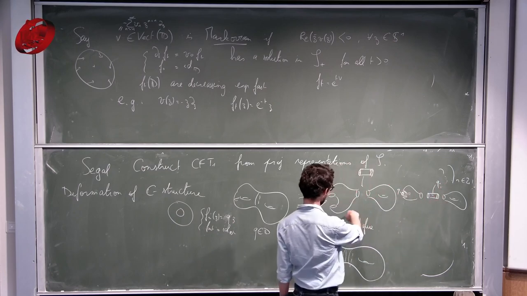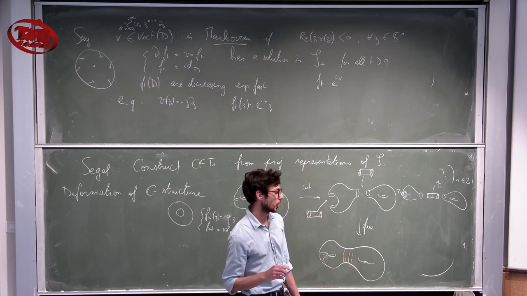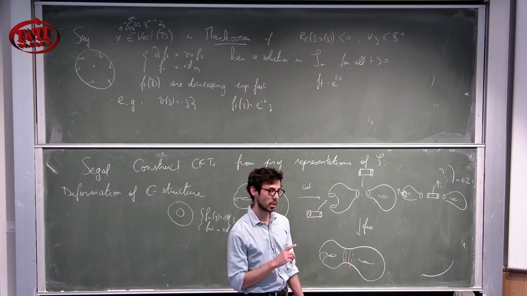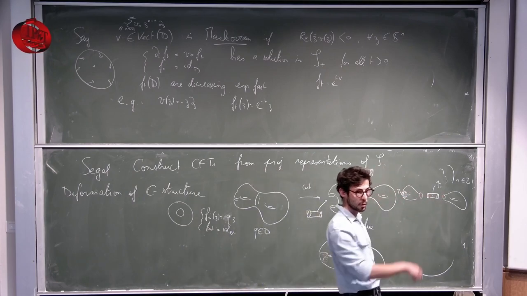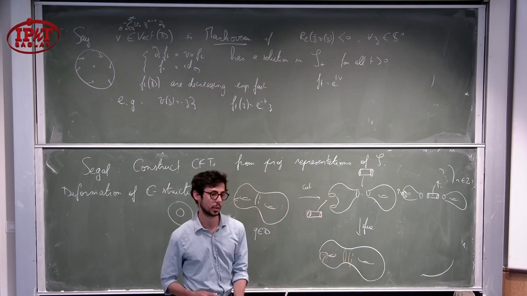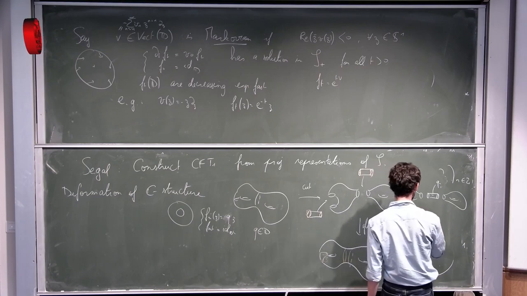So here, if you do a pair of pants decomposition, you get 3g minus 3 curves and 2g minus 2 pairs of pants. You get 3g minus 3 parameters Q like this that give you a system of local coordinates on Teichmuller space. And these are usually so-called plumbing coordinates.